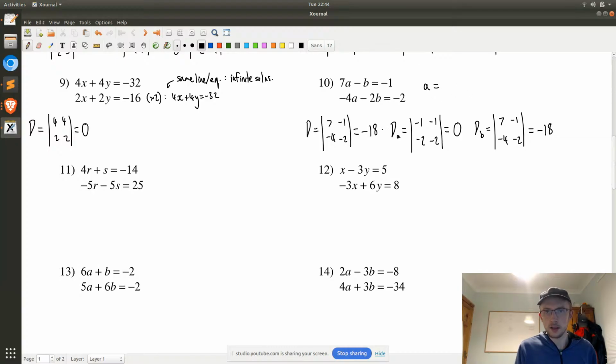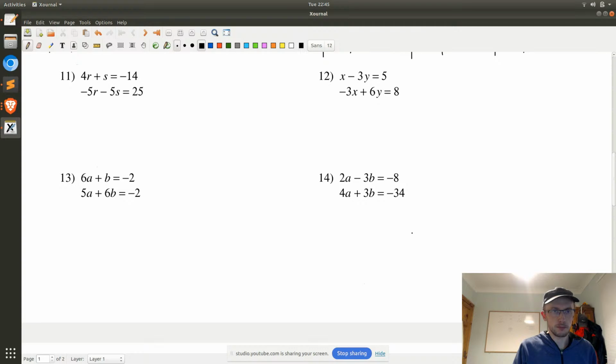A is 0. B is 1. Check. Infinitely many solutions, 0, 1. Good. Determinant 1 minus 5. 1 minus 5. Minus 20. Minus 20 plus 5.